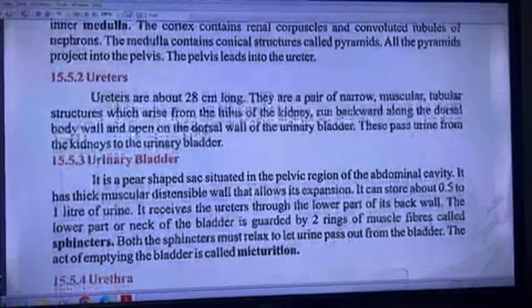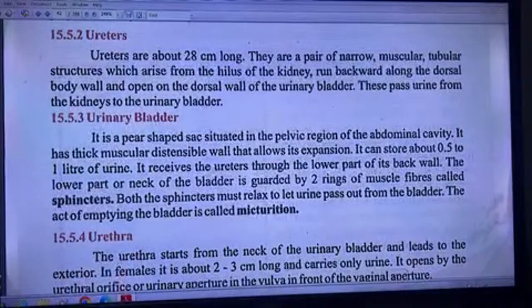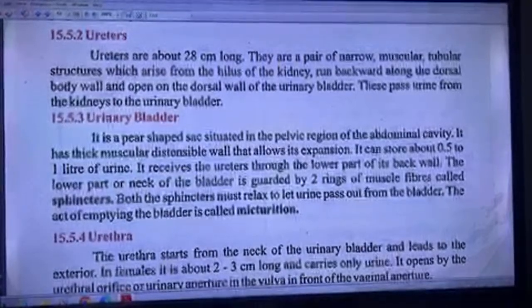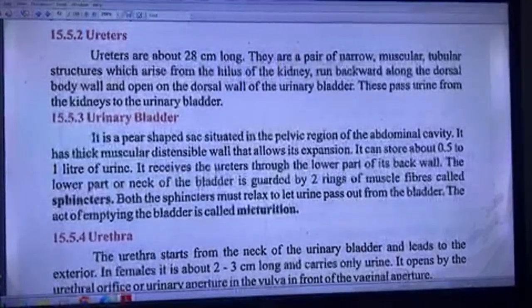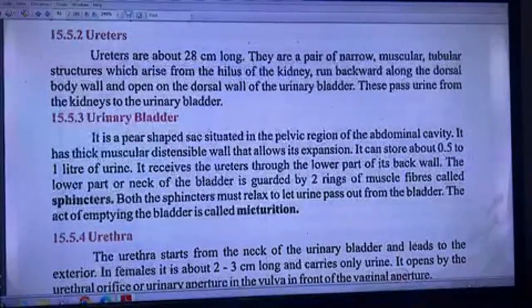Ureters. Ureters are about 28 centimeters long. They are a pair of narrow, muscular, tubular structures which arise from the hilus of the kidney, run backward along the dorsal body wall, and open on the dorsal wall of the urinary bladder. These pass urine from the kidneys to the urinary bladder.